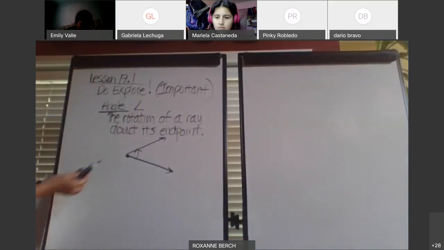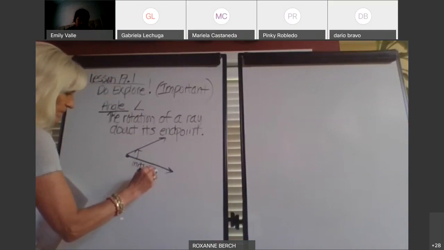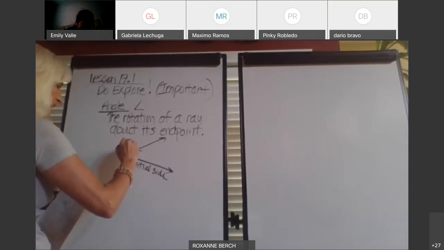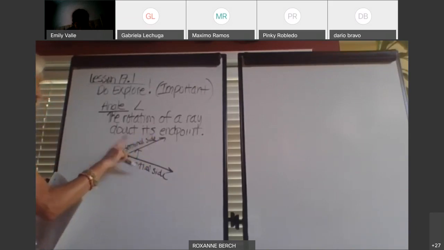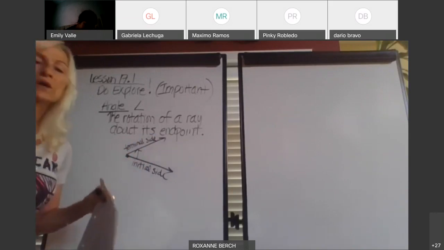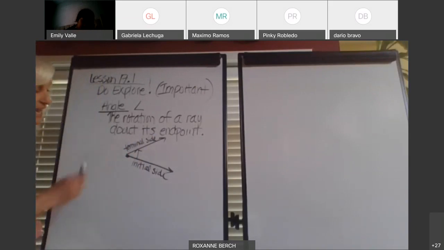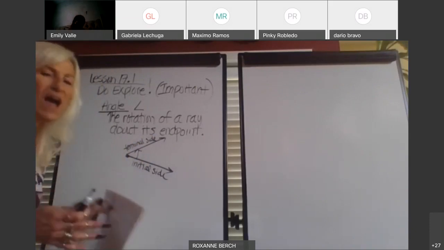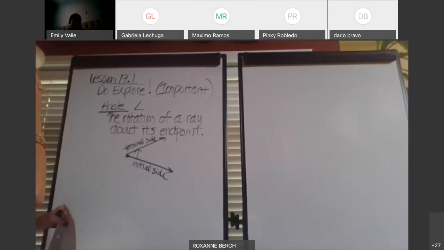All right, so anyhow, this ray, I'm going to throw a bunch of terms at you here. This is called the initial side. And this is called the terminal side. This little arrow is showing the rotation. So when I have you draw and name an angle, you're going to want to show the rotation, because this rotation counterclockwise is going to dictate a positive angle. And rotation going clockwise is going to represent a negative. And I'll get into that.